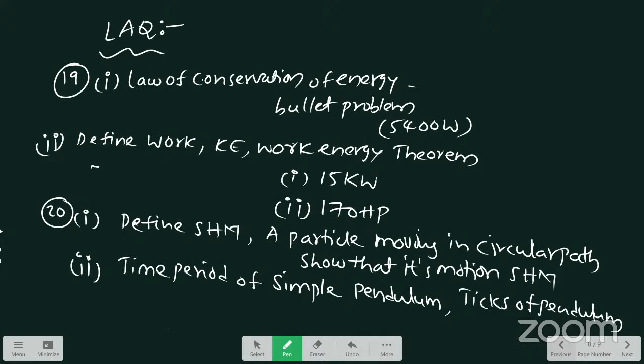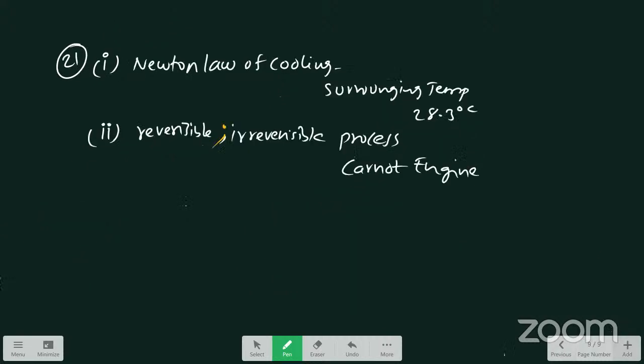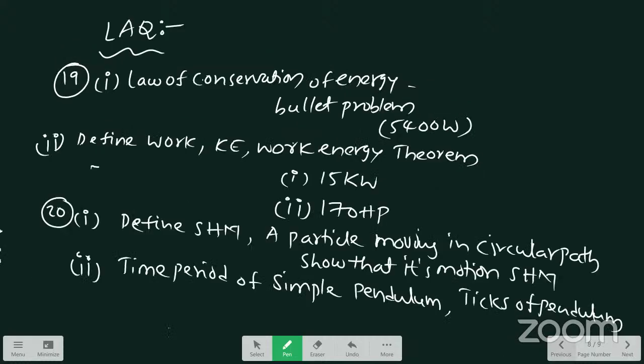Total 6. 1, 2, 3, 4. 2 questions from work, power, energy. 2 questions from oscillation. Remaining 2 from thermodynamics, some thermal properties of matter. So every student focus on this problem. I already gave the explanation of this question, this problem. Define work, kinetic energy.